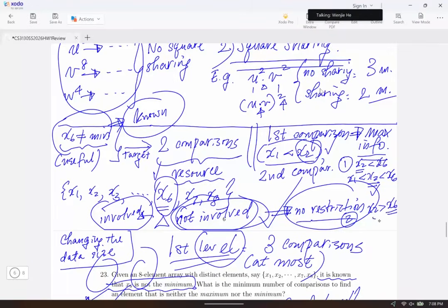Why? Because x6 is greater than the minimum. It's not the minimum, so you can use it, right? So x6 is not the minimum, and with this inequality, x6 is not the maximum. Then x6 is the solution. Then you can find the final solution. Two comparisons, you can find the final solution. Okay. So that's the analysis part.